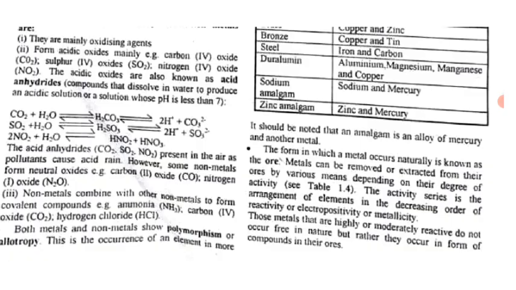Now, the form in which a metal occurs naturally is known as the ore. In Yoruba, they call it ore. I'm not talking about ore as in your friend. Now, a metal can be extracted from its ore by different means depending on its degree of activity. The activity series is the arrangement of elements in the decreasing order of reactivity or electropositivity or metallicity. We are still going to talk about this later, where we'll discuss those that can displace others from reaction, as we discussed earlier when talking about the chemical properties of metals.